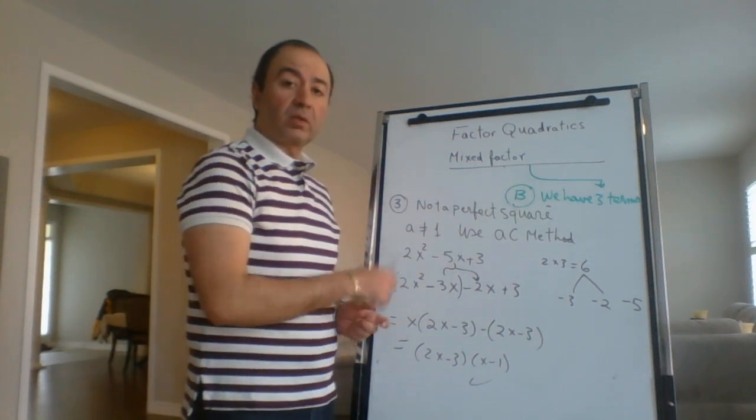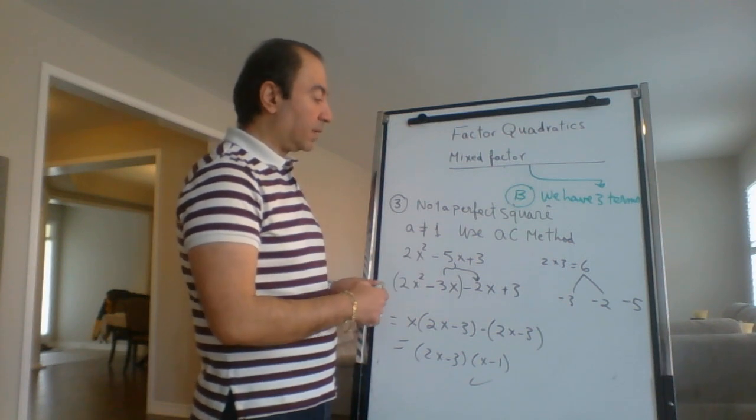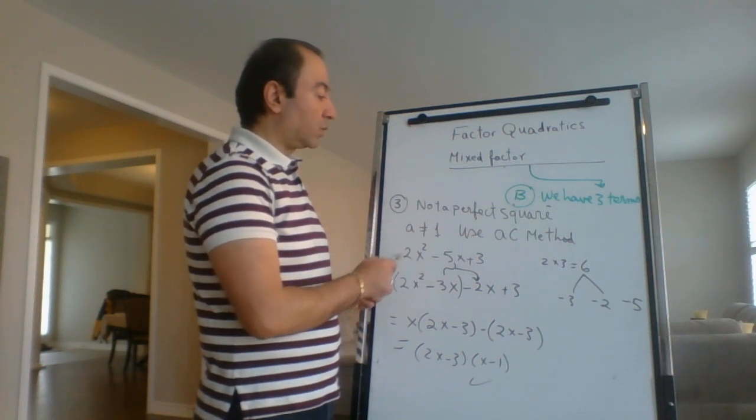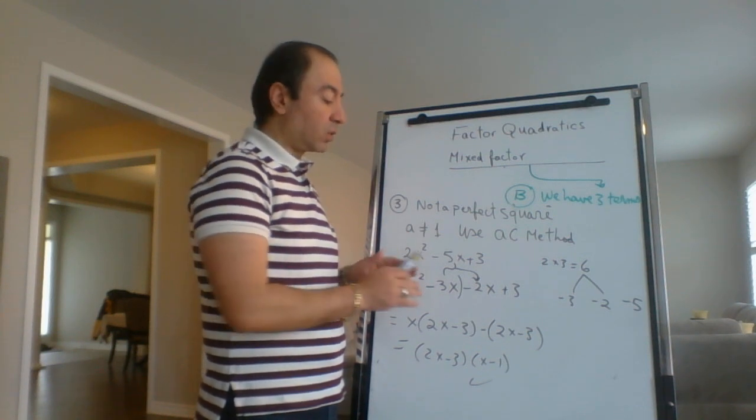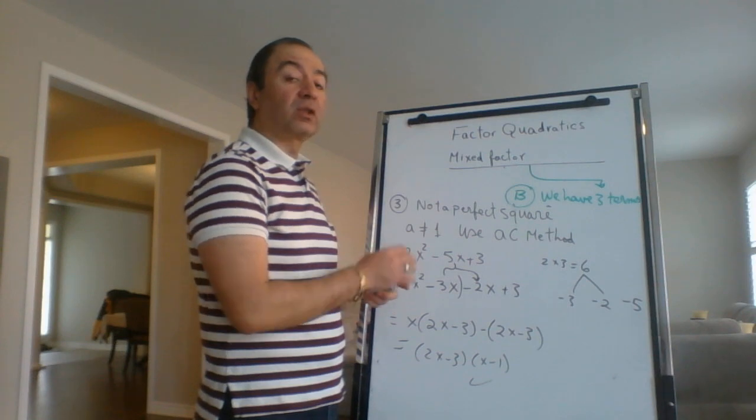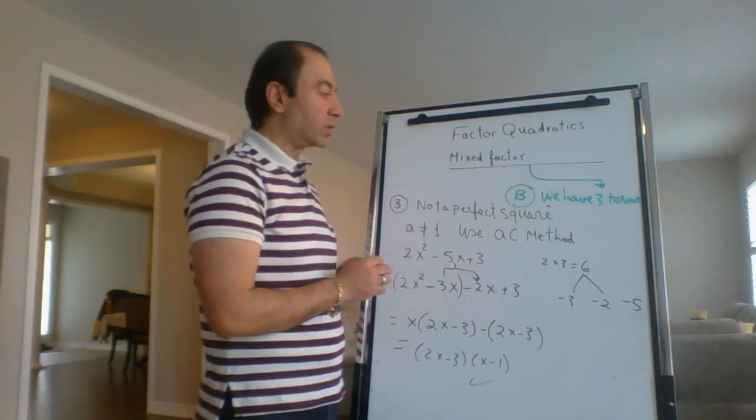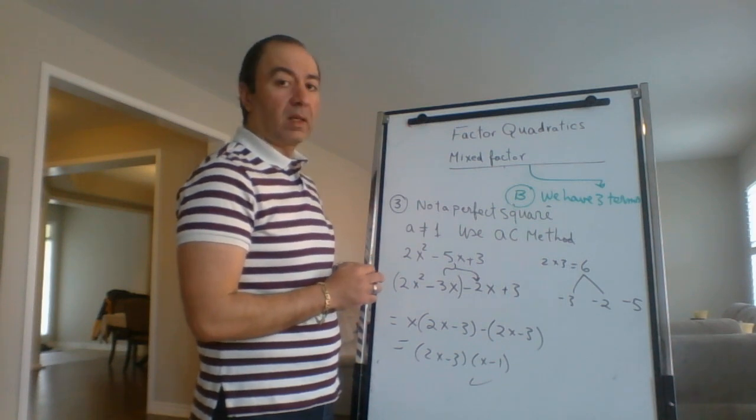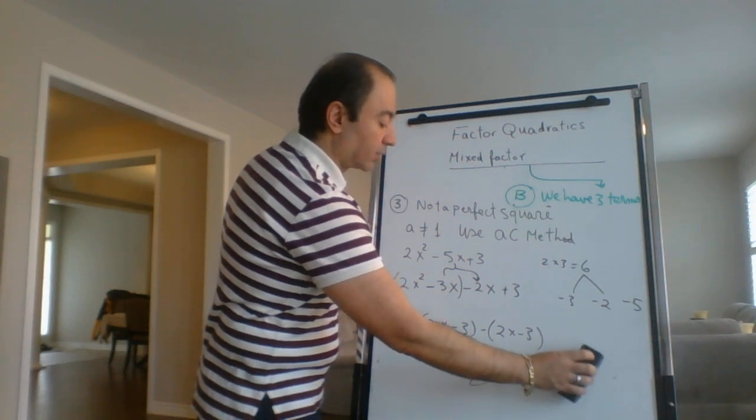Okay guys, we are going to continue with our lesson. So this is the AC method, and we are going to use it as a last resort when nothing else works, because it's not efficient if you're going to use it in every factoring question. Okay, so I will summarize what we have said in the chart.